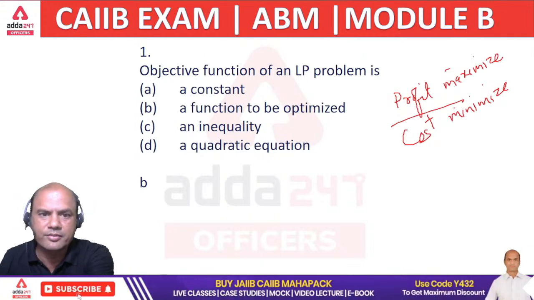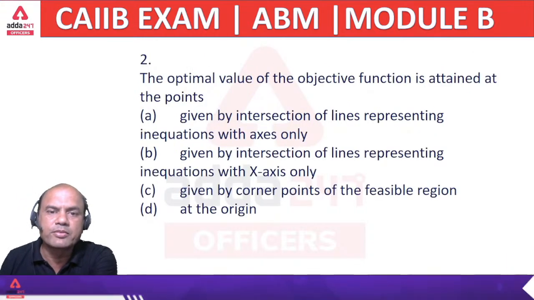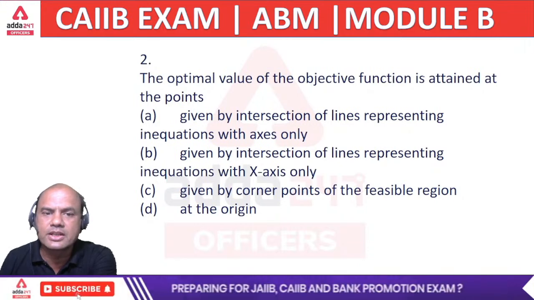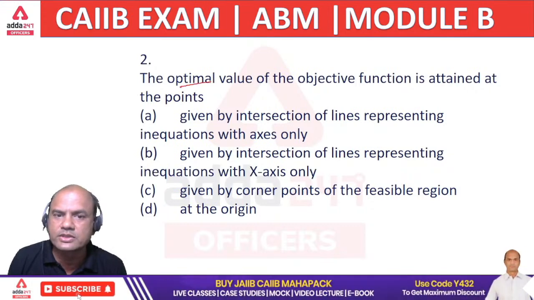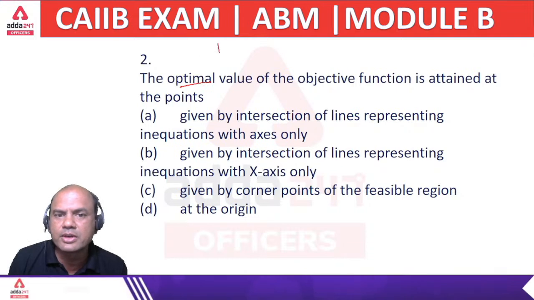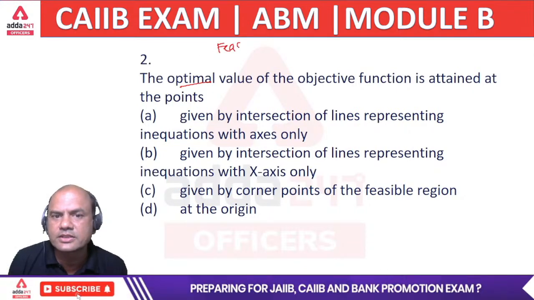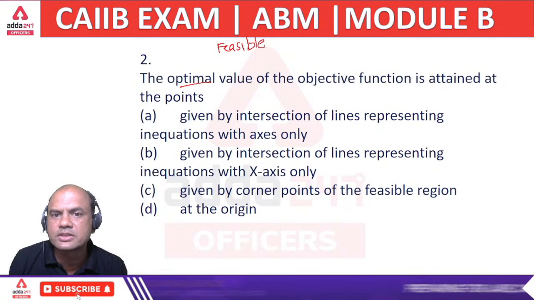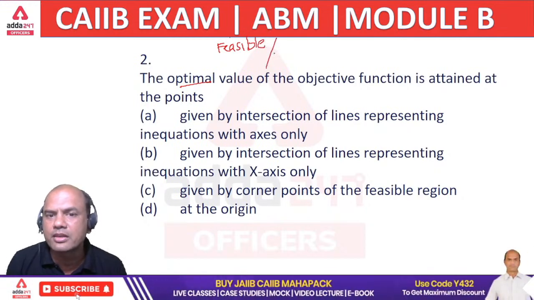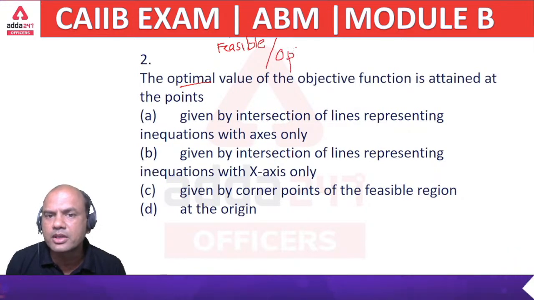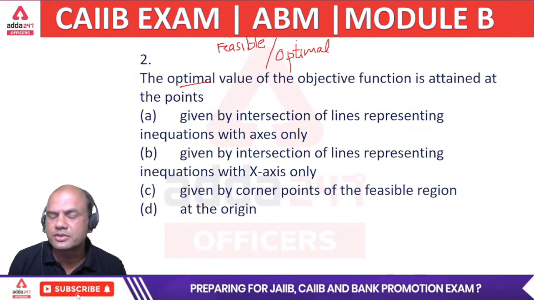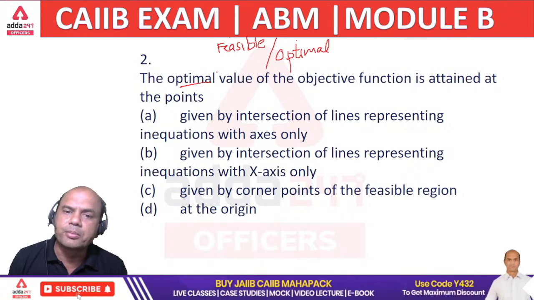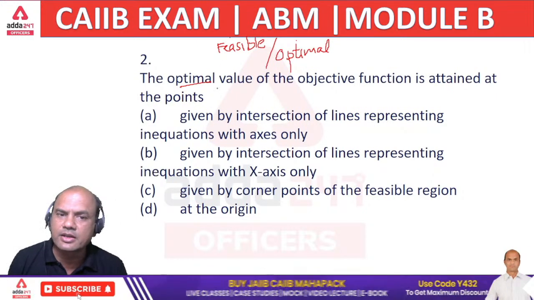Second point. The optimal value of the objective function is attained at the points. Now optimal value means what? There are two values in any LPP. One is the feasible value, F-E-A-S-I-B-L-E, and the second is the optimal value. So these are the two values. The optimal value of an objective function is attained at the points.